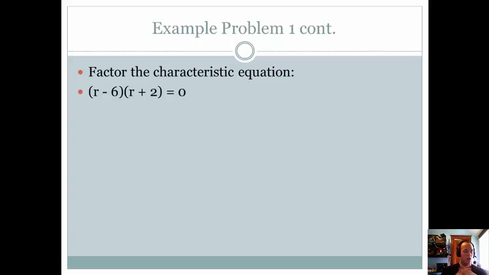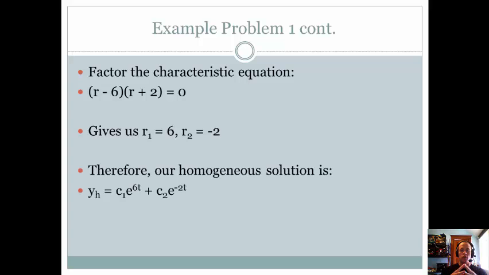Now we chose this function because it's nice and easy, and it simplifies into this pretty little system where we get r minus 6 times r plus 2 is equal to 0 once we factor it out. So that makes it pretty easy to just say that r1 is equal to 6 and r2 is equal to negative 2. Now that we've found those r's, we can plug them into our general solution for a homogeneous second-order linear differential equation to see that our homogeneous solution is some constant c1 times e to the 6t plus some constant c2 times e to the negative 2t. So now we have our homogeneous solution.